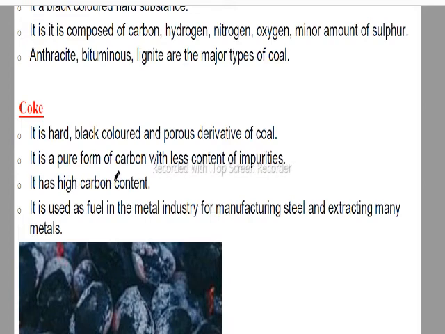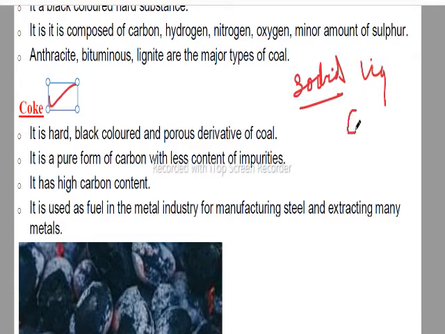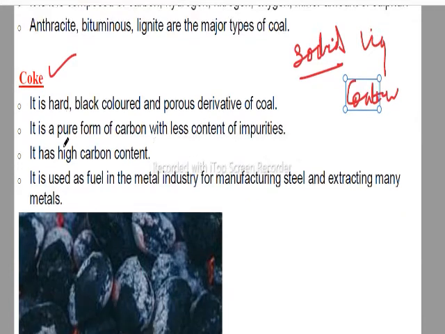So students, when coal is processed, it gives three types of product. The first one is solid, and then the liquid, and then the gas. The solid one is called coke, the liquid one is called coal tar, and the gas is called coal gas, right. So the first one is coke.